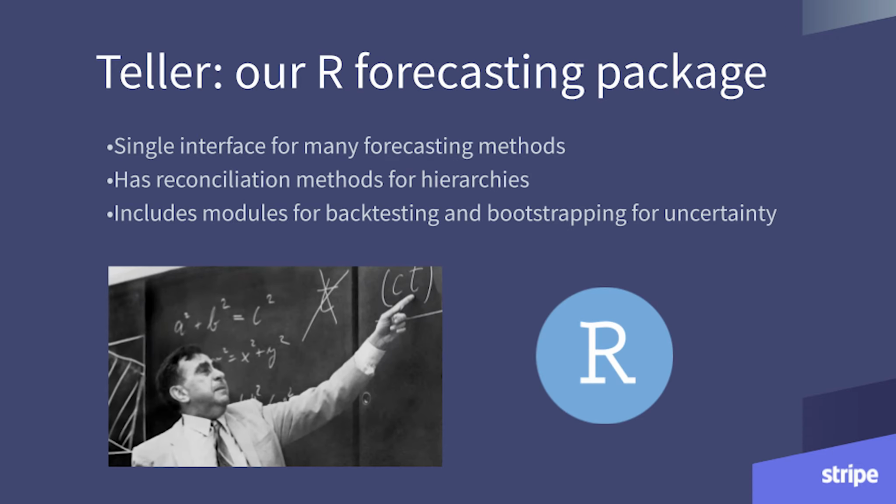So we've found this to be a pretty useful tool, and thus we've implemented it in an R package, which we call Teller, loosely named for Edward Teller, who famously predicted climate change before it happened way back in 1959. So we've implemented the reconciliation method I described, as well as a number of the building blocks that I described. We also have methods for bootstrapping and backtesting implemented in Teller as well.